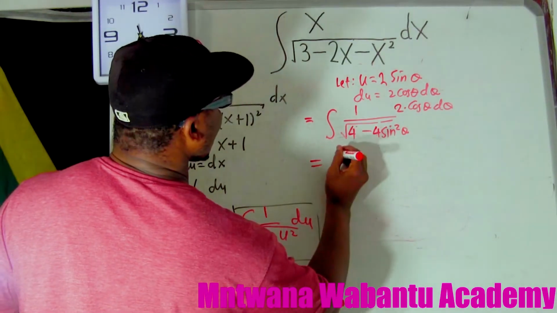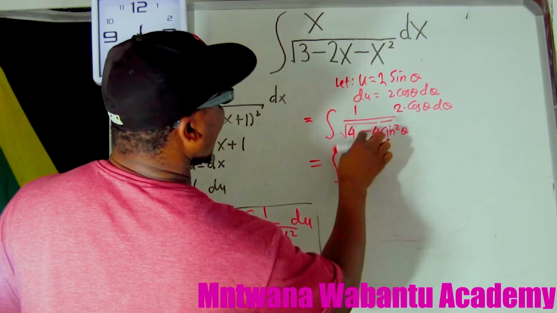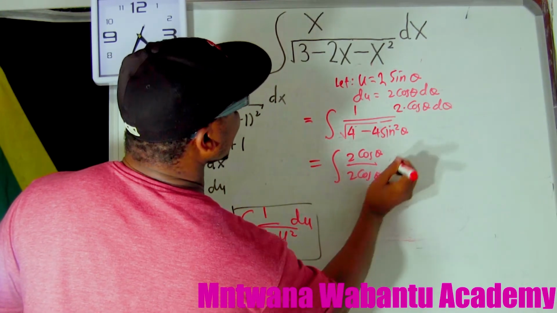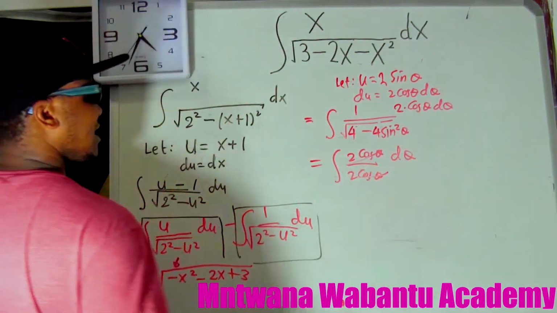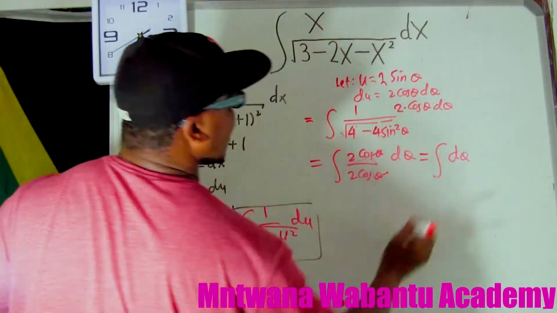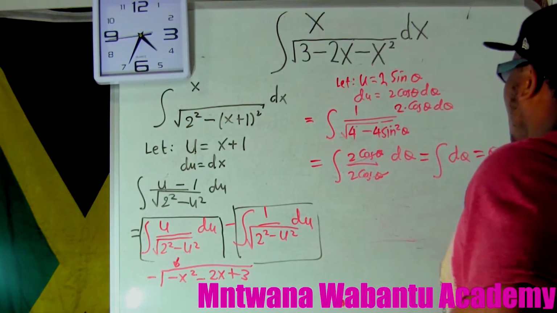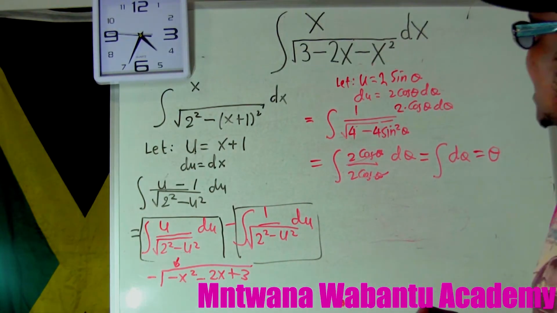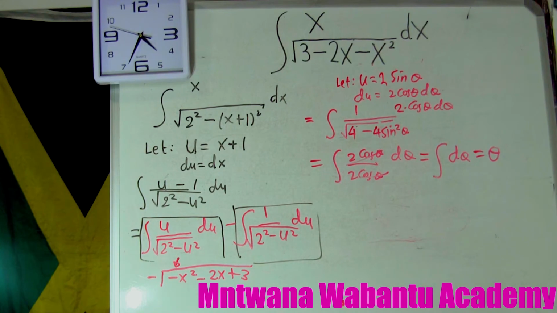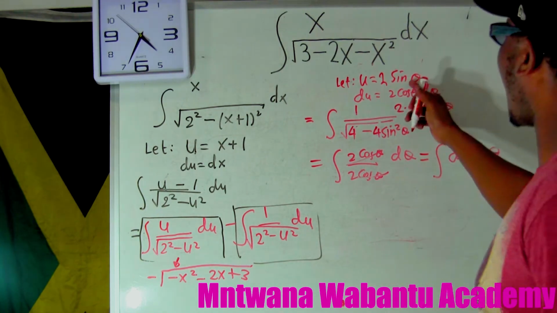So this is going to be the integral of 2 cos theta over 2 cos theta, times d theta. These cancel, so it's the same as the integral of d theta, which equals theta. So all of this equals theta. But the answer is now in terms of theta, so we have to come back and replace this theta. What is theta?